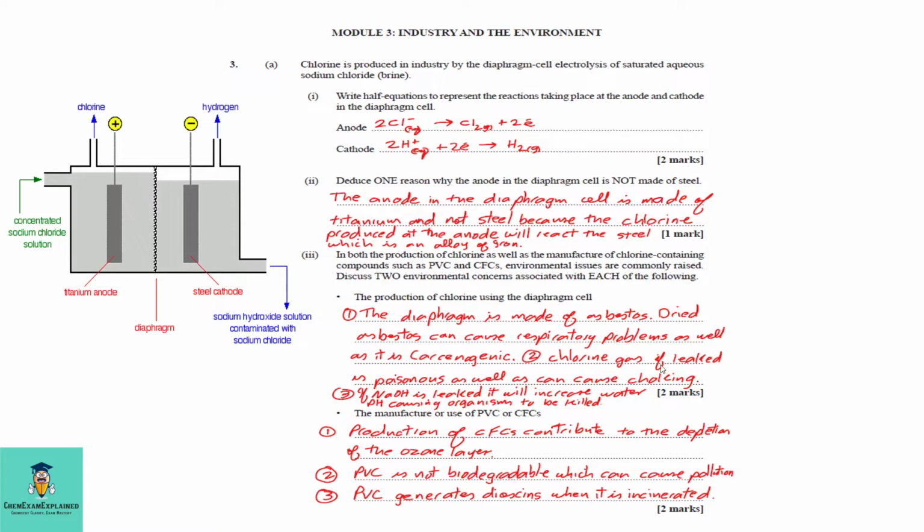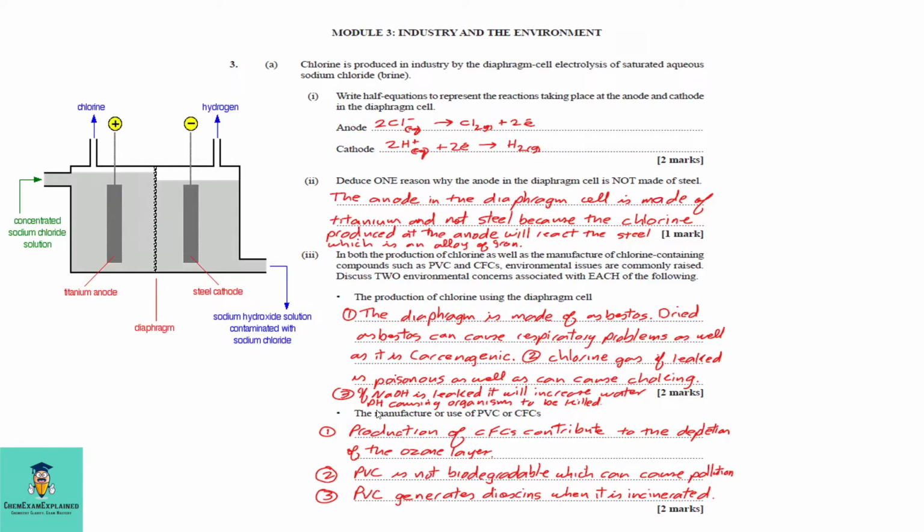2. Chlorine gas, if leaked, is poisonous, as well as it can cause choking. 3. If sodium hydroxide is leaked, it will increase the pH of the water, causing organisms to be killed. This is because the organisms within the water cannot operate at such high pH.